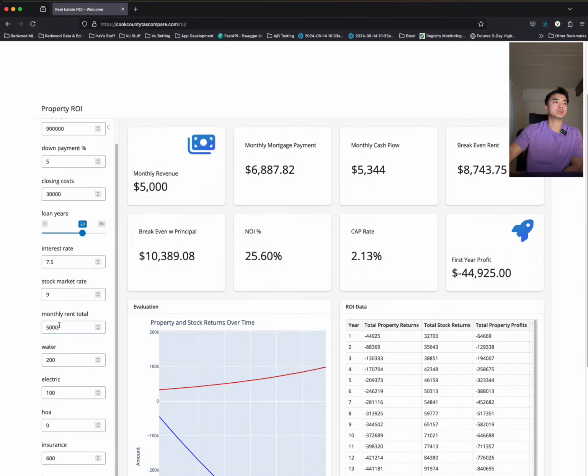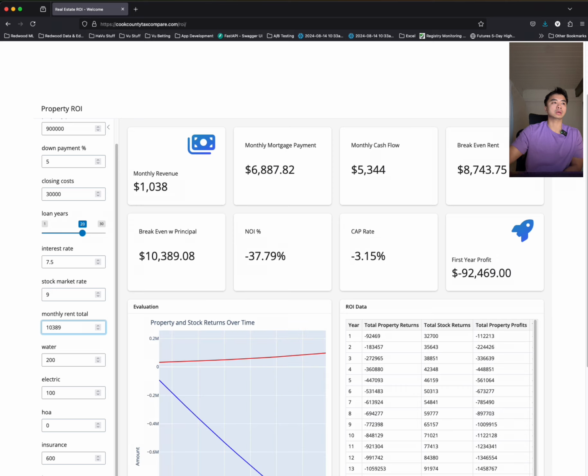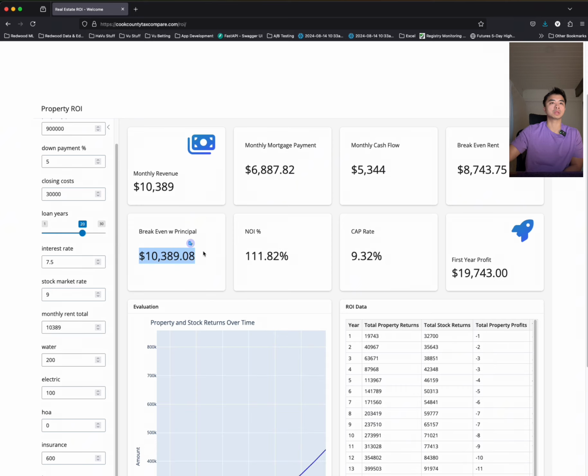So let's say you increase your monthly rent to $10,389, like it says in this break-even with principal. What happens? Well, now your NOI, net operating income percent, pretty much your profit, is going to be 111%. This is profit based off of your initial investment. Your cap rate is 9.32%. So the average cap rate for properties is usually between 3 to 5%. Anything above that is really good, especially if you could find it in a really nice area. Your first year profit is about $20,000.